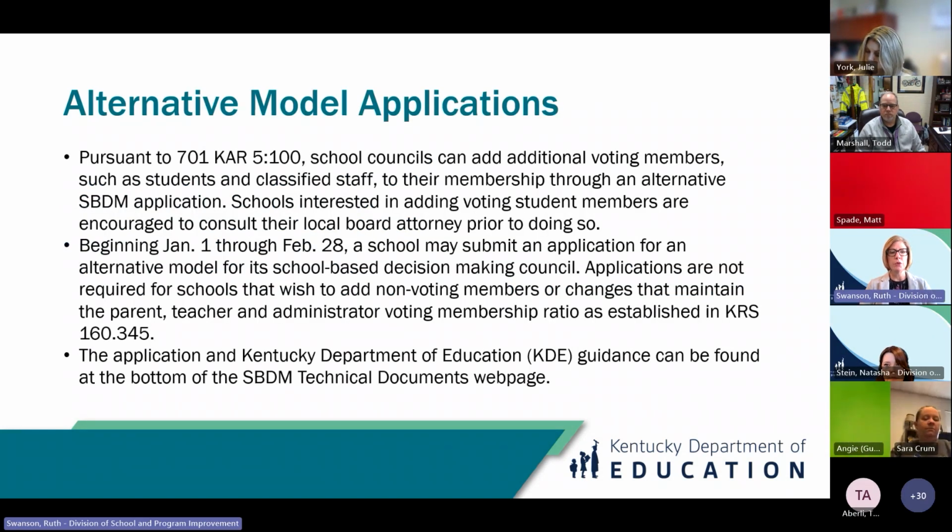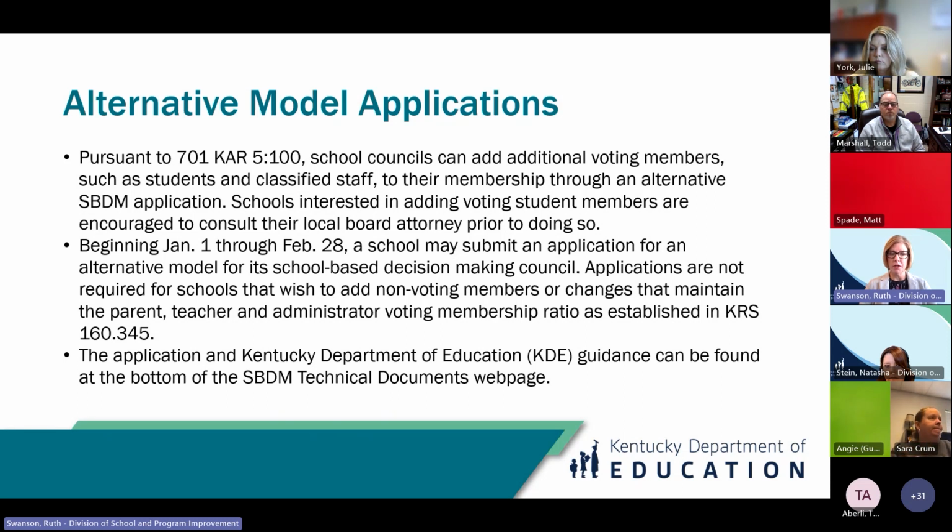So pursuant to 701 KAR 5:100, school councils can add additional voting members, such as students and classified staff, to their membership through an alternative SBDM application. We do encourage any school who might be interested in adding voting student members to consult their local board attorney before making that final decision.